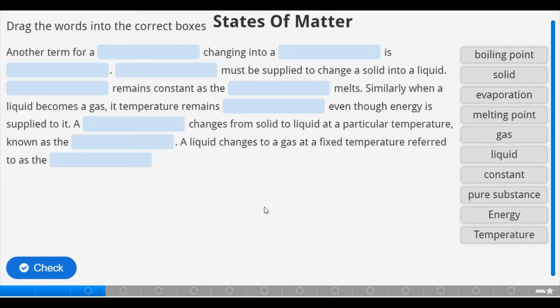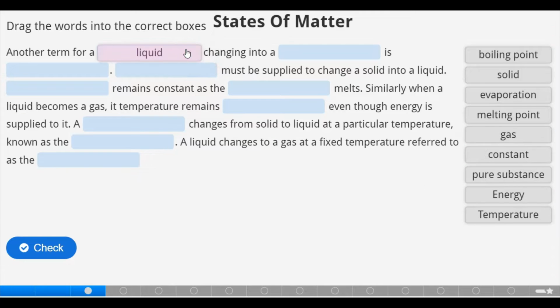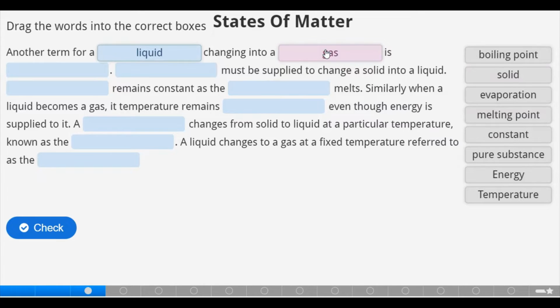Under these states of matter, also we have to drag the following words and put them into the correct boxes. Another term for a liquid changing into a gas is evaporation.